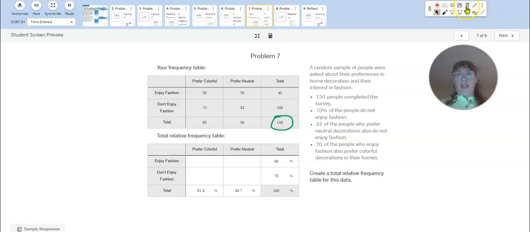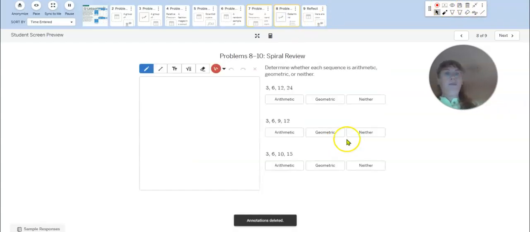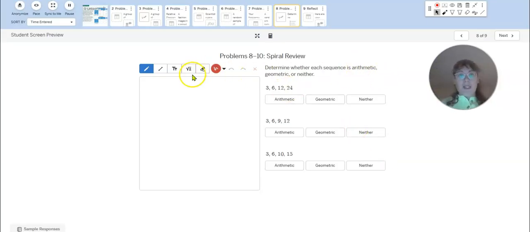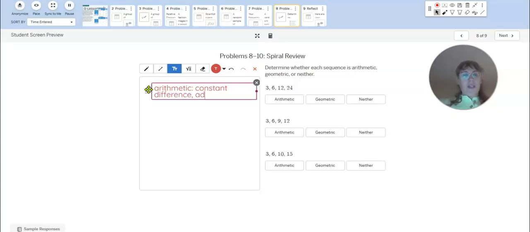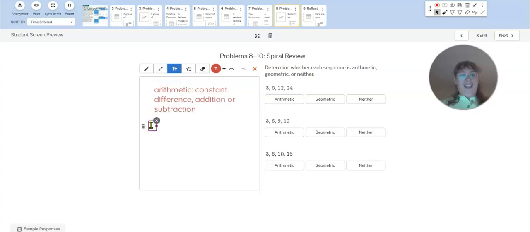All right, final slide is a little spiral review. So if you think back to Module 1, we talked about arithmetic versus geometric. So arithmetic has our constant difference. So we're thinking of addition or subtraction. And then geometric is constant ratio. So we're thinking of multiplication or division.